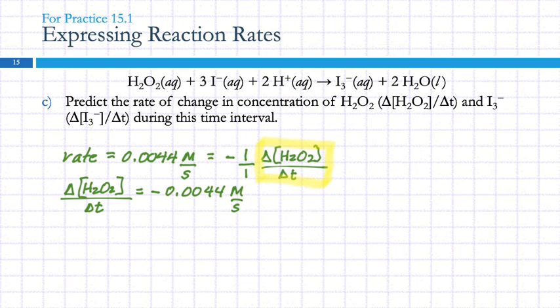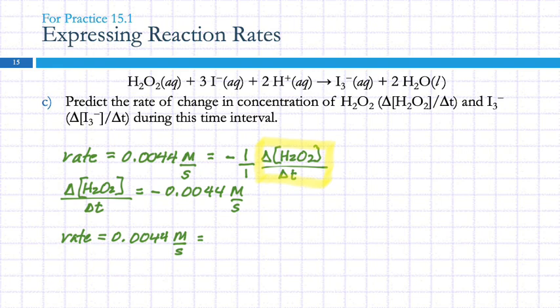Any questions about that? Let's look at the I3 minus. So here we're looking at a product. The rate of this reaction is still 0.0044. We're talking about the same time period, same reaction.